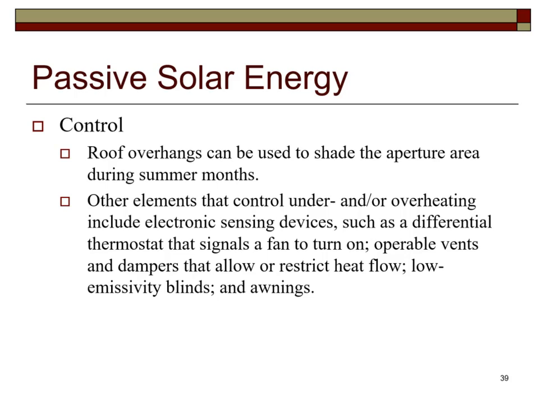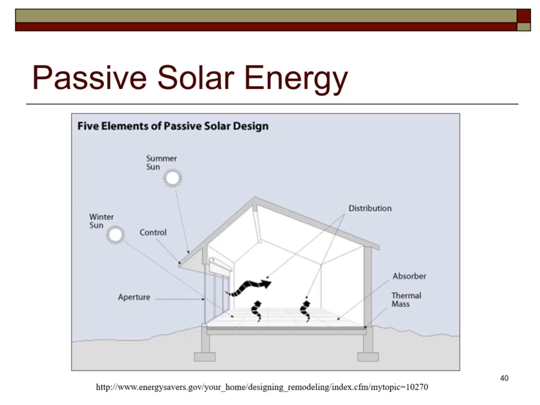Roof overhangs can be used to shade the aperture area during the summer months. Other elements to control under and/or overheating include electronic sensing devices such as differential thermostats that signal a fan to turn on, operable vents and dampers that allow or restrict heat flow, low emissivity blinds, and awnings. The 5 elements are shown here.